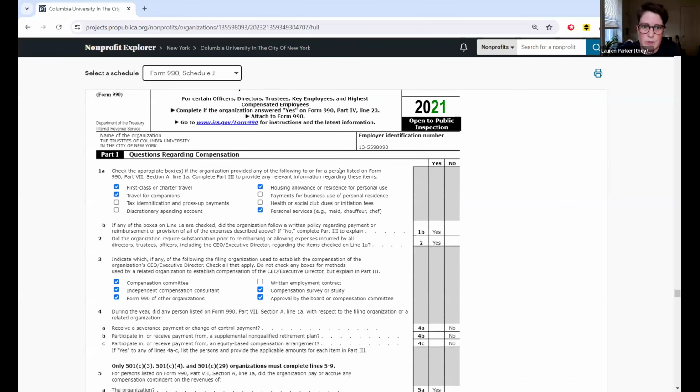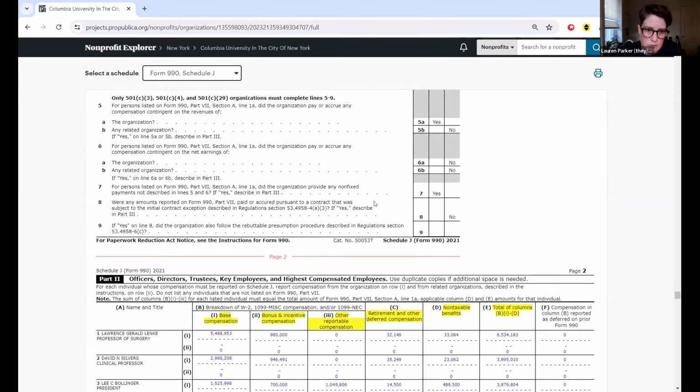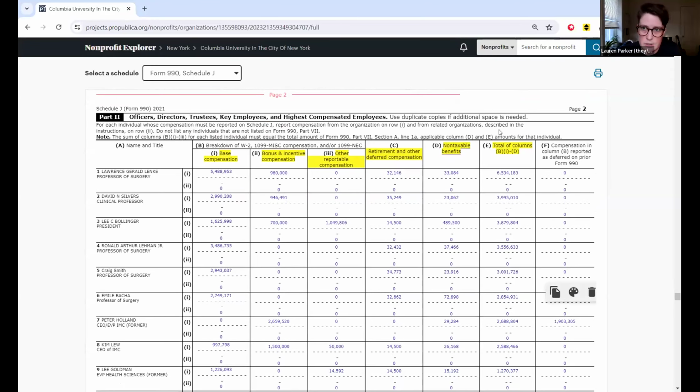And we're going to look at a little bit more detailed compensation information. Scroll down, and here we see a detailed table. The first column I here is their base compensation. You can see for the former president, their base compensation was $1.6 million. You can see a little bit more about their bonuses, other income, benefits like retirement, and then how they're adding up the total of the columns.